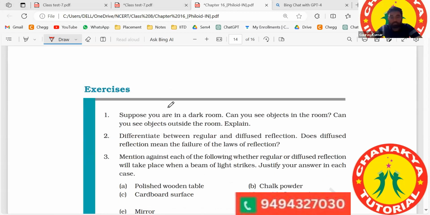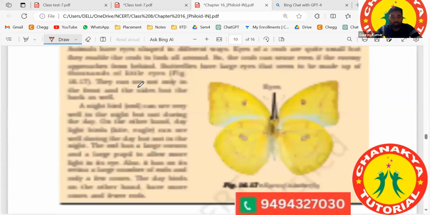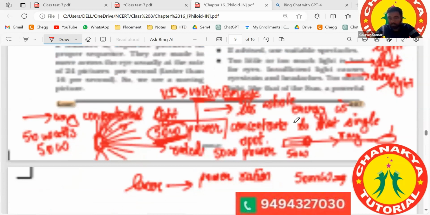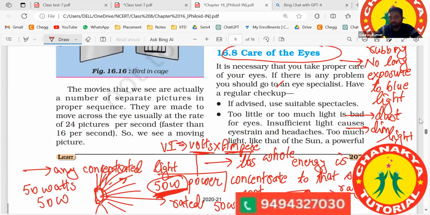We were discussing how we should take care of our eyes. You gave me very good points. We should not use a mobile phone or any blue light object in a dark room. We should not sit for long in a dusty area because it can cause infection to your eyes.